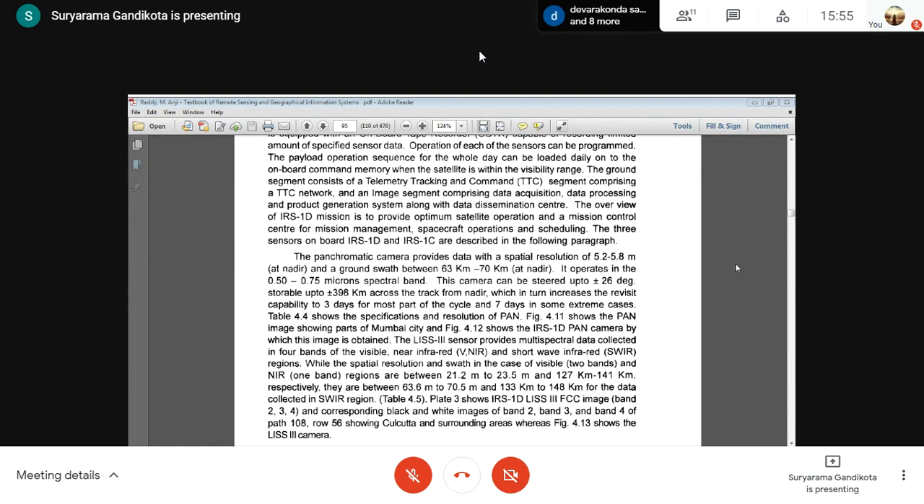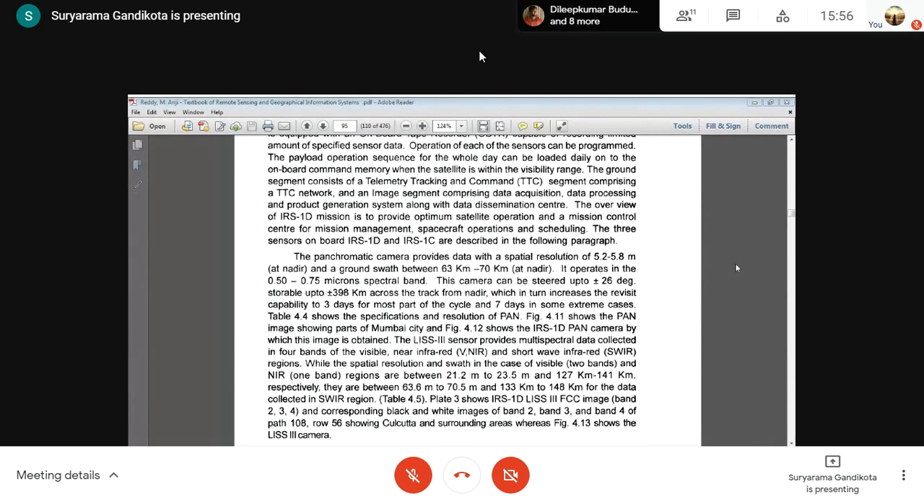This camera can be steered up to ±26 degrees, steerable up to ±398 kilometers across the track from nadir, which in turn increases the revisit capability to 3 days for most part of the cycle and 5 days in some extreme cases.